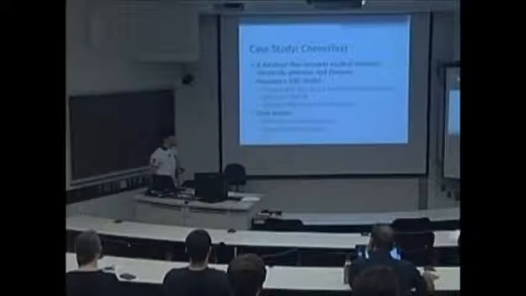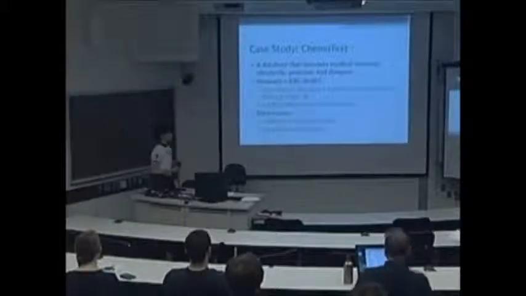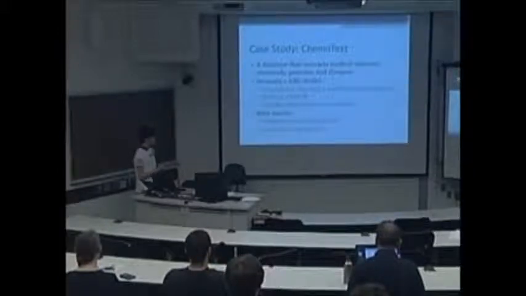So our case study was this application called Chemotext, which you see over here. It's a database that connects medical citations, chemicals, proteins, and diseases. The foundation of this application is Swanson's ABC model, and essentially this is just the transitive property. If A is related to B and B is related to C, then you can say that A is related to C. So if we have this article B, and it mentions both A and C, then we can say that A and C are related through this article.